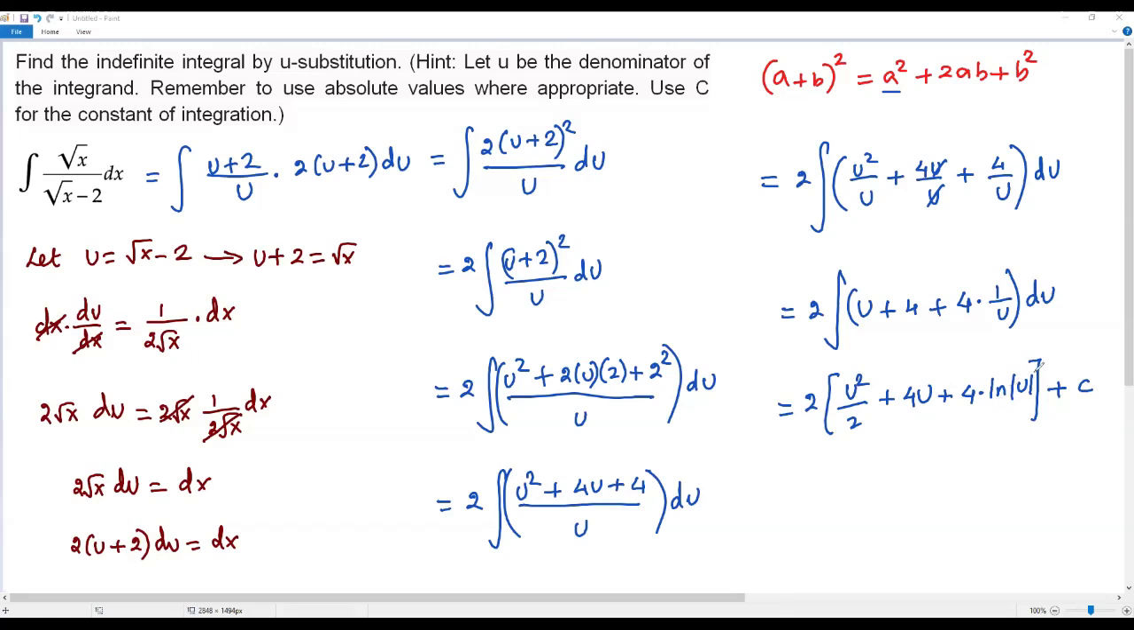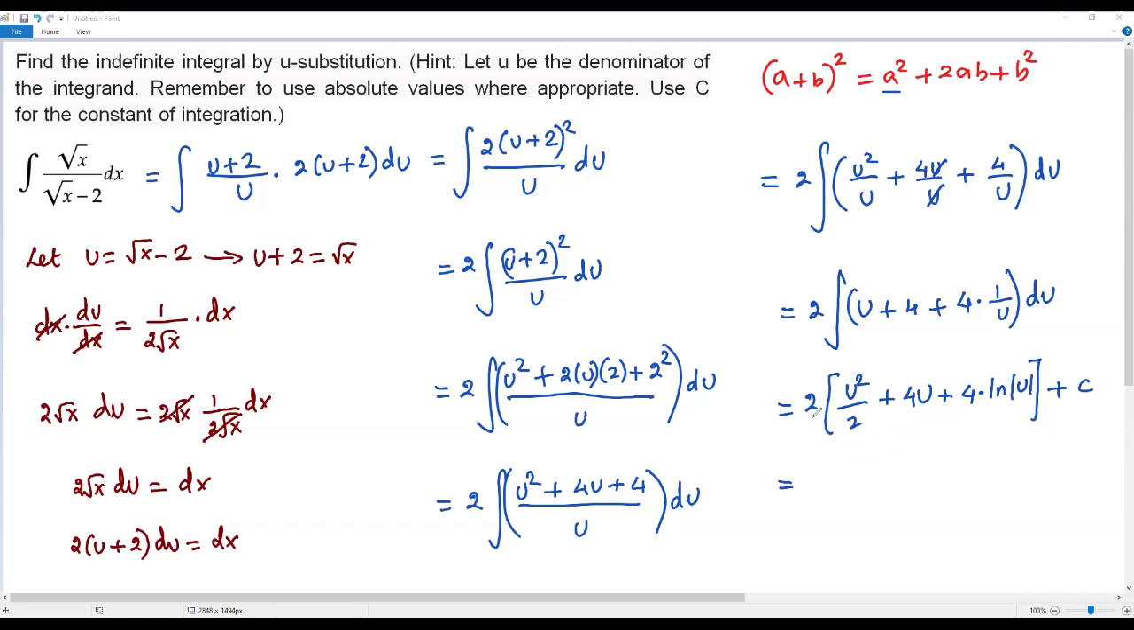What is the argument? The value over here is the argument of this natural logarithm. It always has to be positive. Even if u is negative, because of the absolute value sign, it is always positive. For this purpose only we are taking the absolute value sign for u over here.